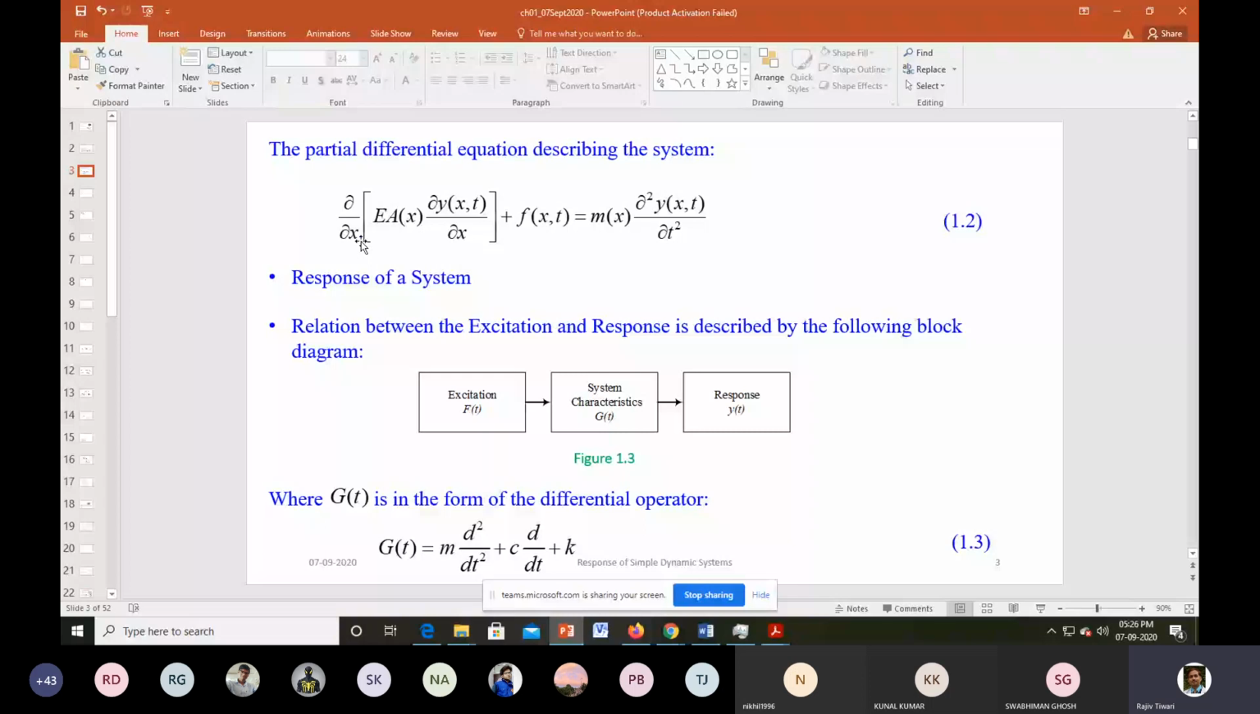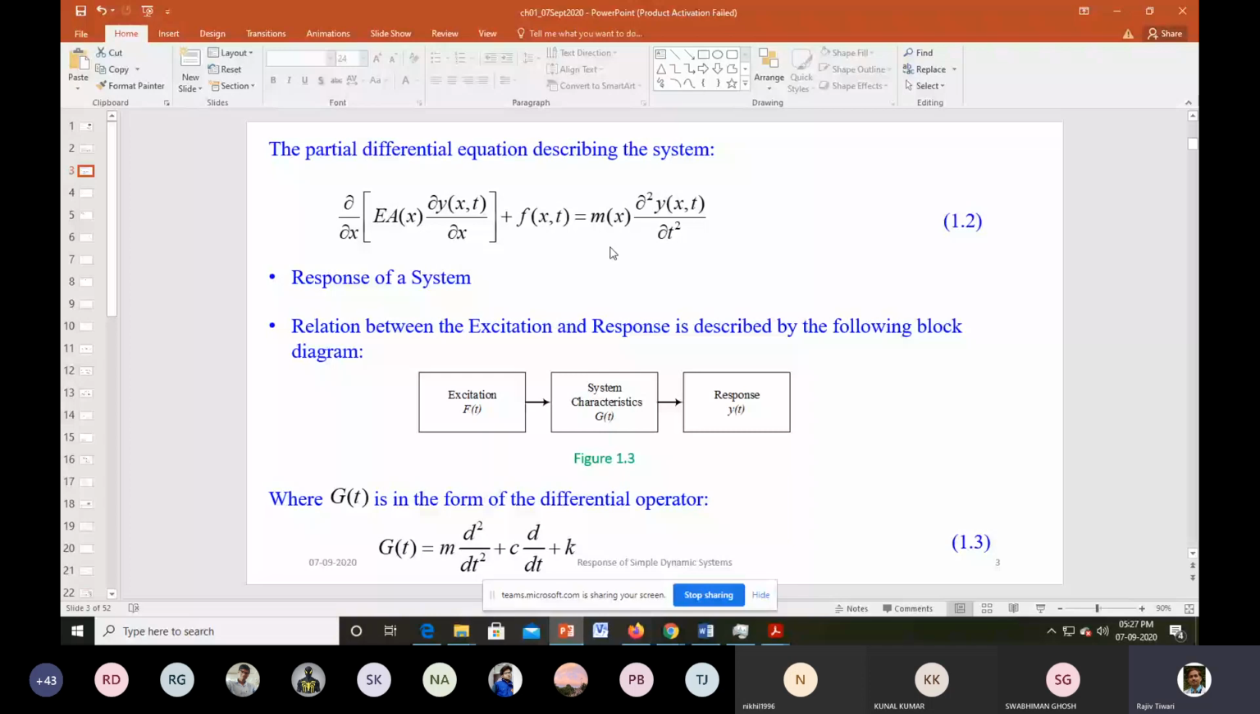You can see this is a partial differential with respect to x. This particular term is the elastic force, having Young's modulus and area and other things. This is the external force, which is a function of time as well as the spatial coordinate. This is inertia, that is mass per unit length, times the acceleration. If I drop the force term, this is a wave equation, which you have already solved in mathematics.